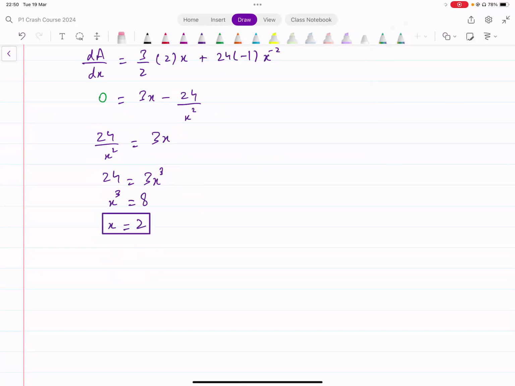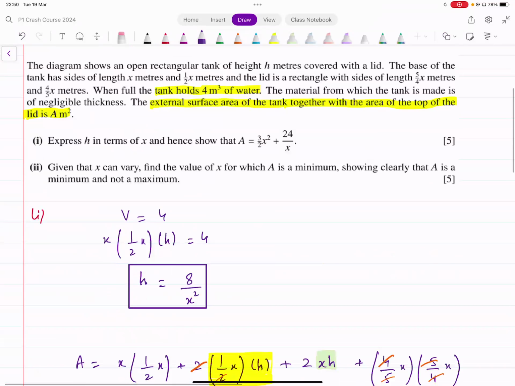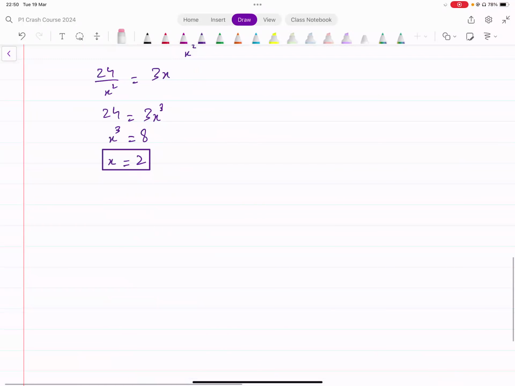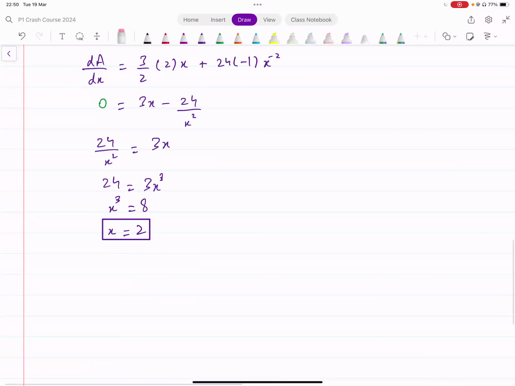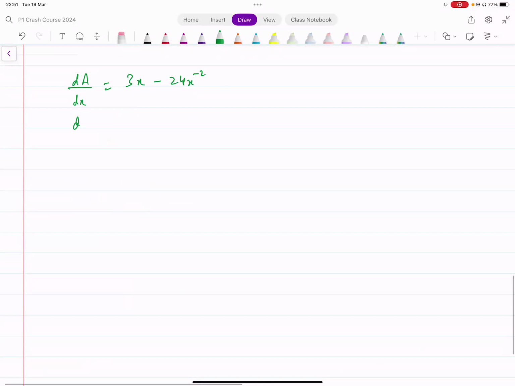Now we do not know for sure whether this value is a maximum or a minimum. How do you prove if some value is a maximum or a minimum? In this case, they ask you to show clearly that A is a minimum and not a maximum. How do you prove that? You can find the second derivative, right? That's how you figure out if something is a maximum or a minimum. You have the first derivative already. What's the first derivative? The first derivative is 3x minus 24 x raised to power minus 2. That's the first derivative. Let's differentiate it again to find the second derivative.